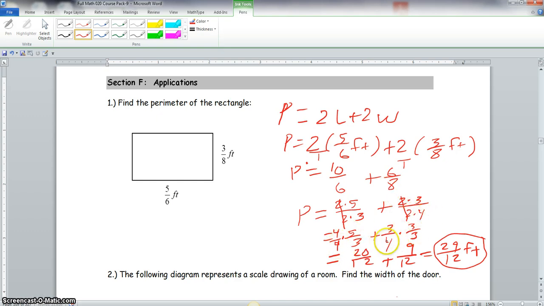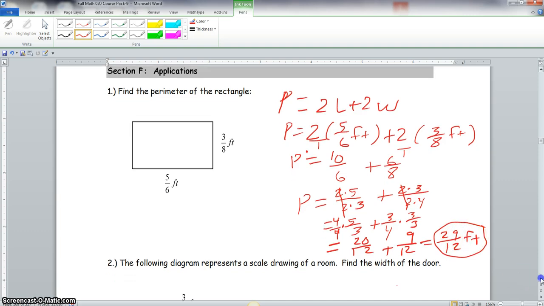Now we need to find our common denominator. The common denominator of 3 and 4 is 12. So 4 times 3 is 12, and 4 times 5 is 20. To get 12 from 4, we multiply by 3, so we multiply the numerator by 3. 3 times 3 is 9, and 4 times 3 is 12. 20 twelfths plus 9 twelfths give you 29 twelfths feet. And that is it for that problem.